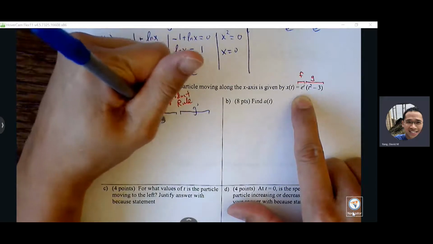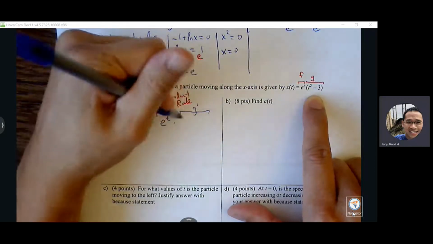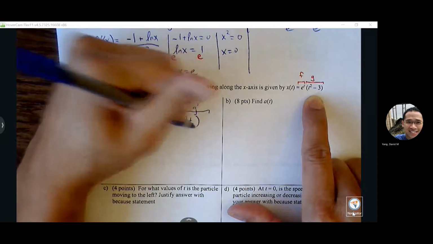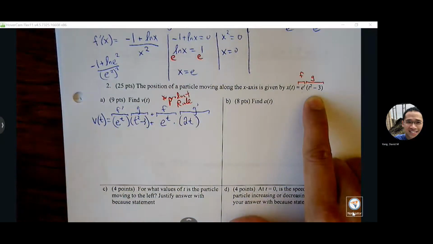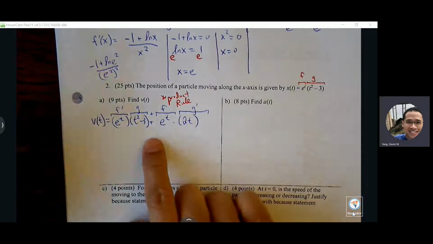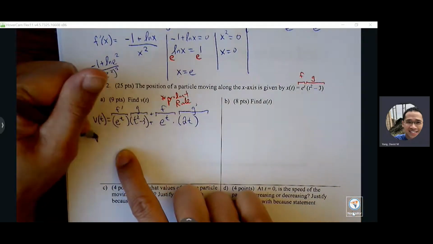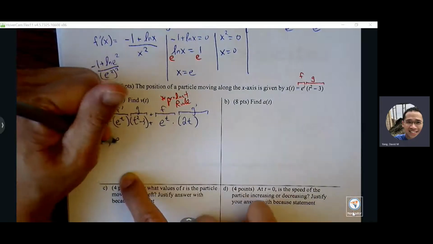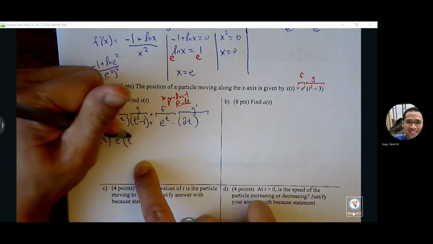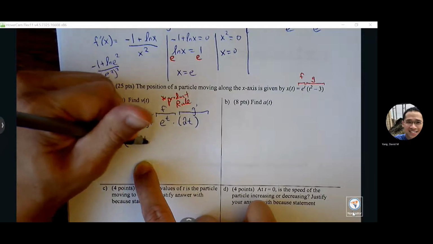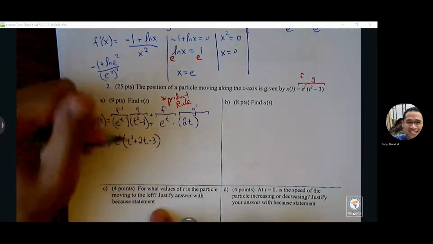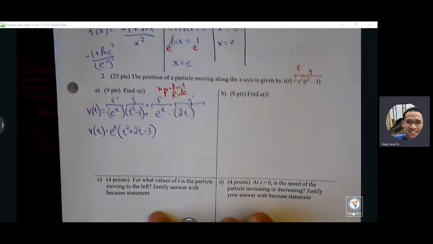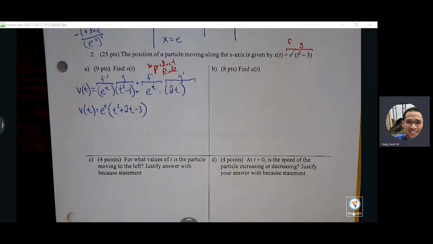Back to f, g prime. Just going to do a little bit of cleanup. We don't have to, but it just makes it a little cleaner. I can factor e to the t out. Good.